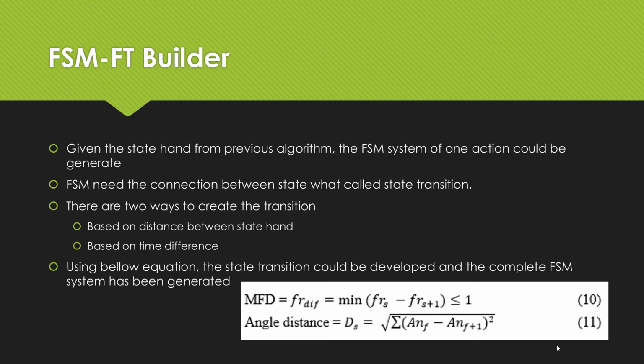And there are two ways to create a state transition. The first is based on the distance between the state hands. The second one is based on the time difference. Using the equation below, we can combine these methods. So based on distance means that we calculate the distance between the state hands, and if it's close, then we connect. We give the connection for each state.